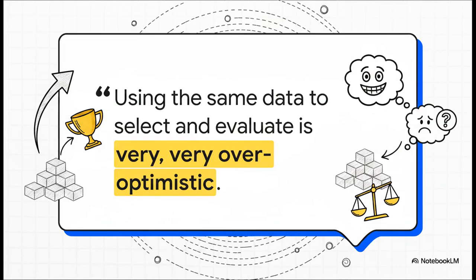I mean, listen to this quote from the source material. It says it all. Even a powerful standard technique like leave one out cross-validation becomes very, very over-optimistic the second you use its results to pick a winner and then turn around and claim those same results are proof of how well it works.